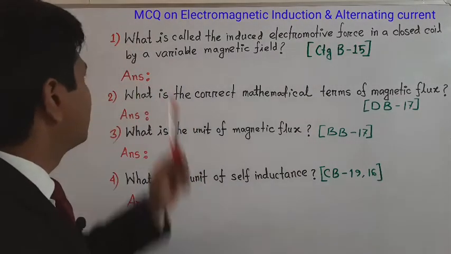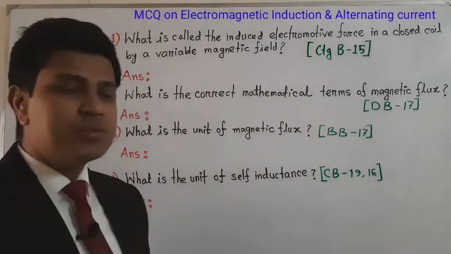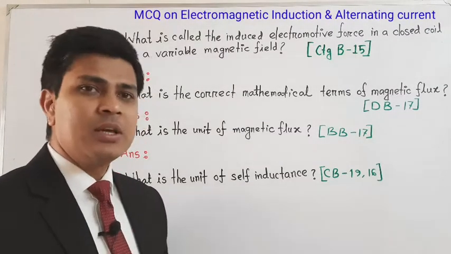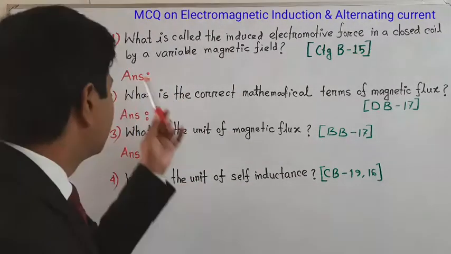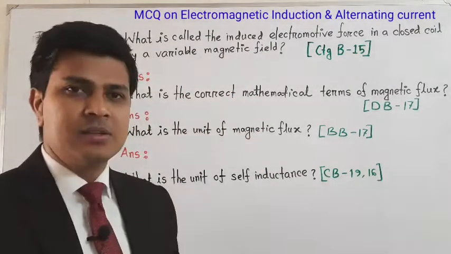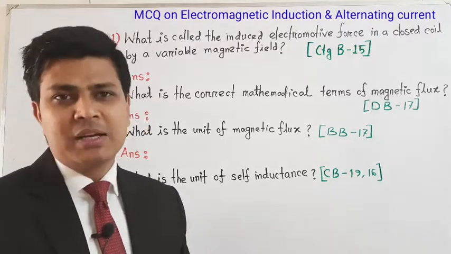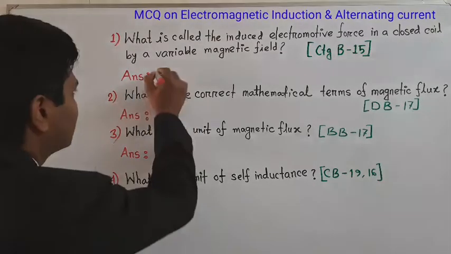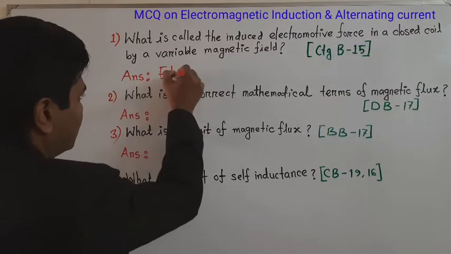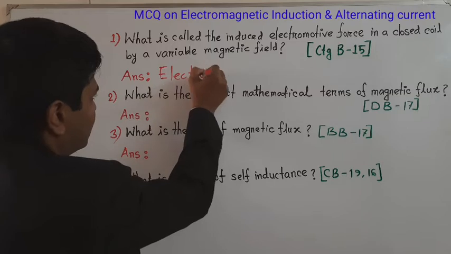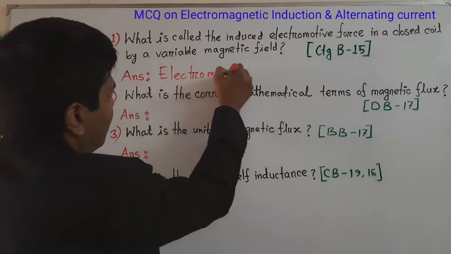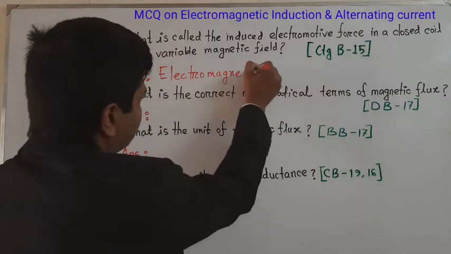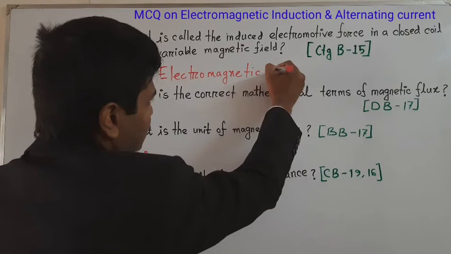The question is, what is called the induced electromotive force in a closed coil by a variable magnetic field? The answer is electromagnetic induction.